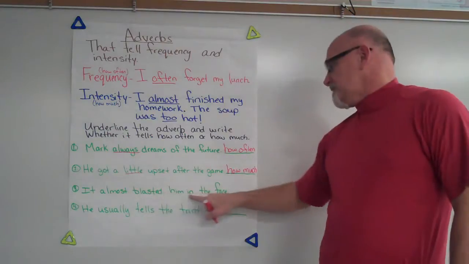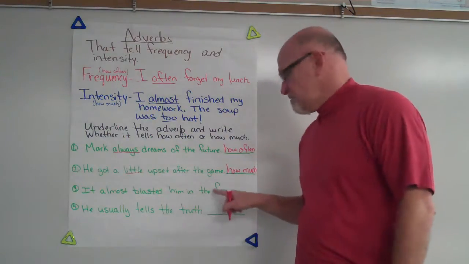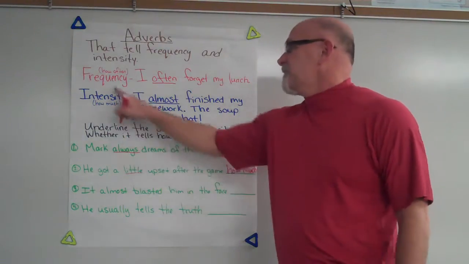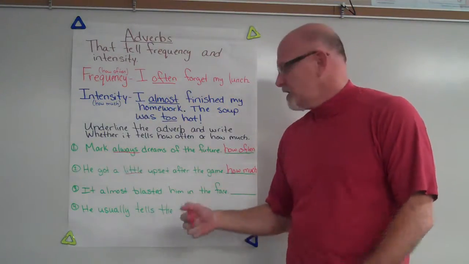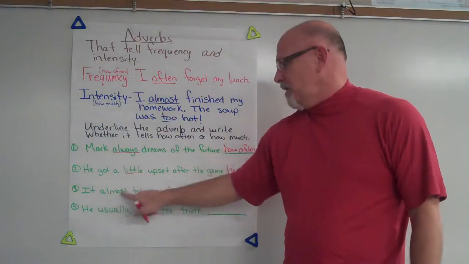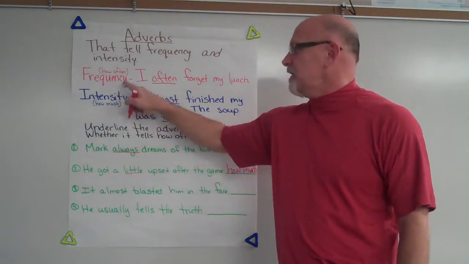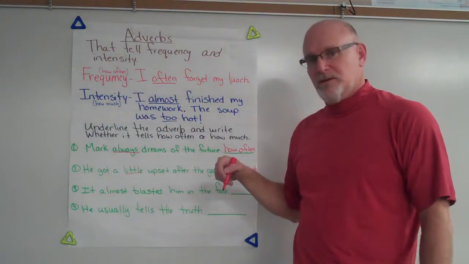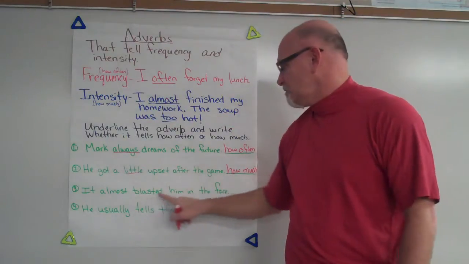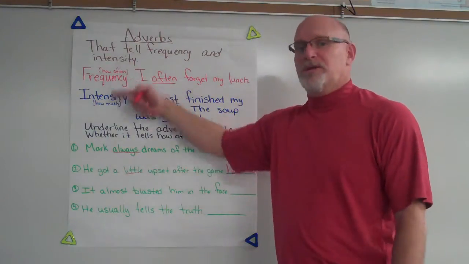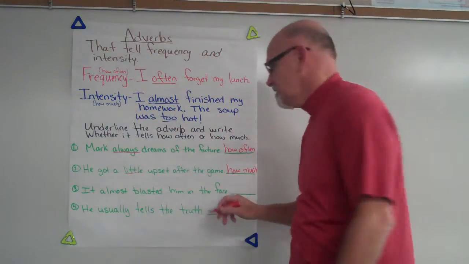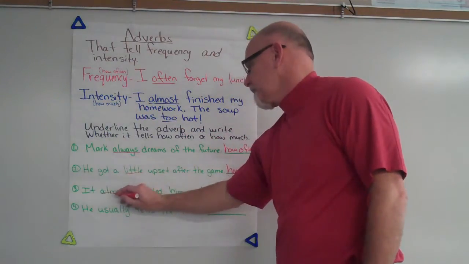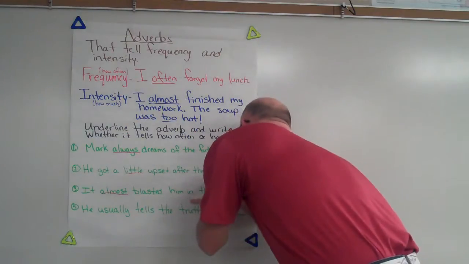It almost blasted him in the face, which, okay, not cool. But, once again, blasted. There's our verb. That's our action in the sentence. Is it almost? Is that telling us how much, or is that telling us how often? Is it saying he almost blasted us a lot, or all the time? Or is it saying almost, so it's how much of it? Almost is how much.